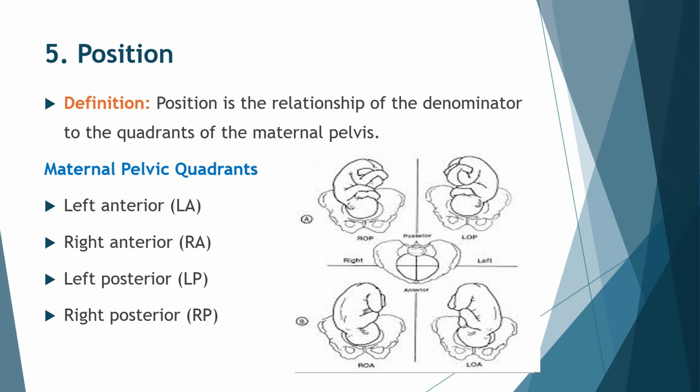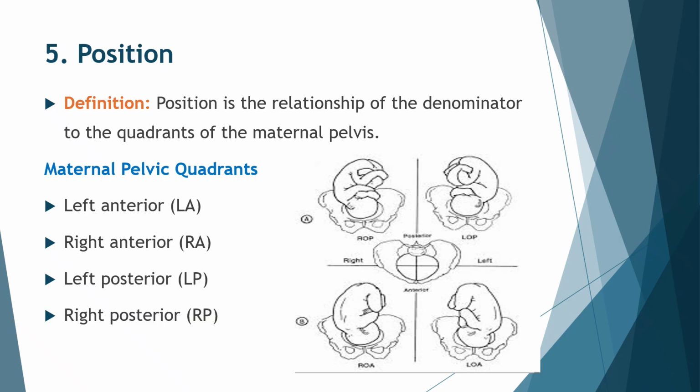Dear students, let us now discuss position. Position refers to the relationship of the denominator to the different quadrants of the maternal pelvis. In simple words, once we identify the denominator, we determine which direction it is facing inside the mother's pelvis. The maternal pelvis is divided into 4 quadrants: left anterior, right anterior, left posterior, and right posterior. We describe the fetal position based on which of these quadrants the denominator is pointing towards.